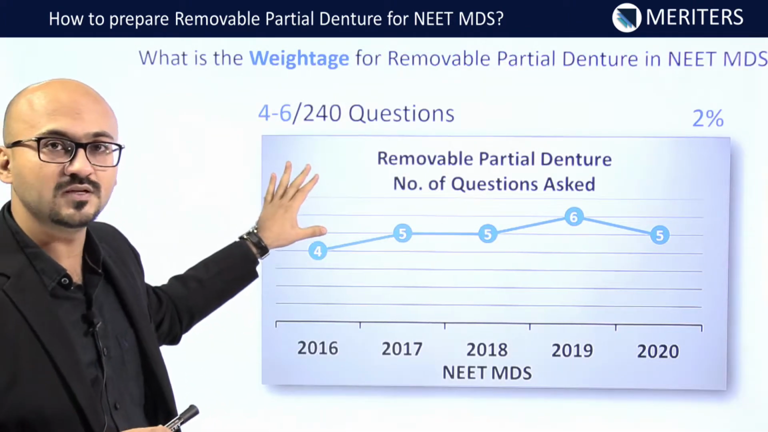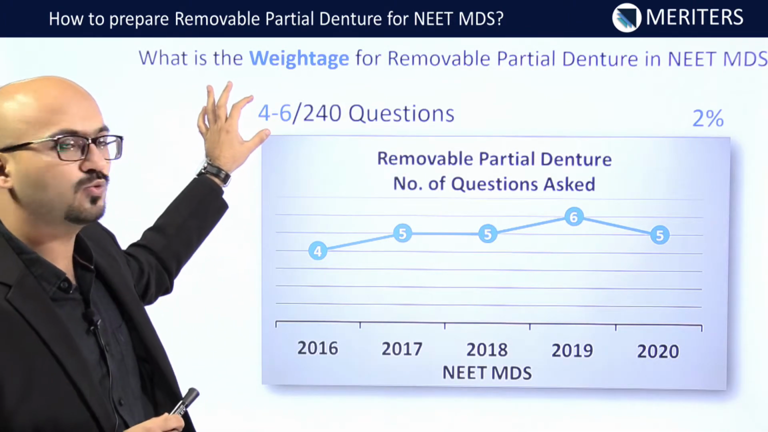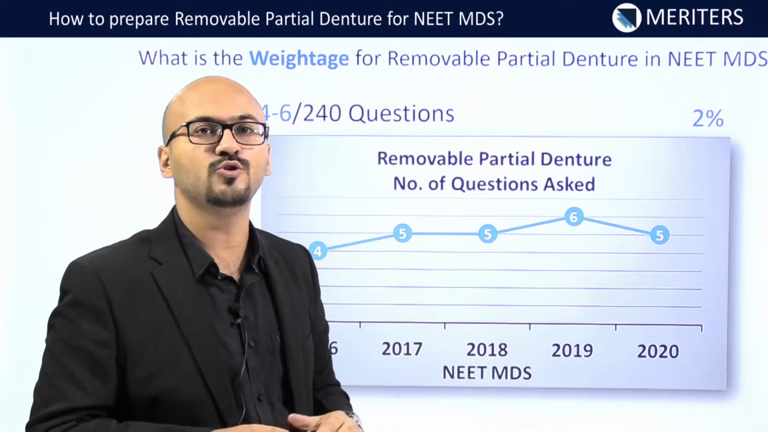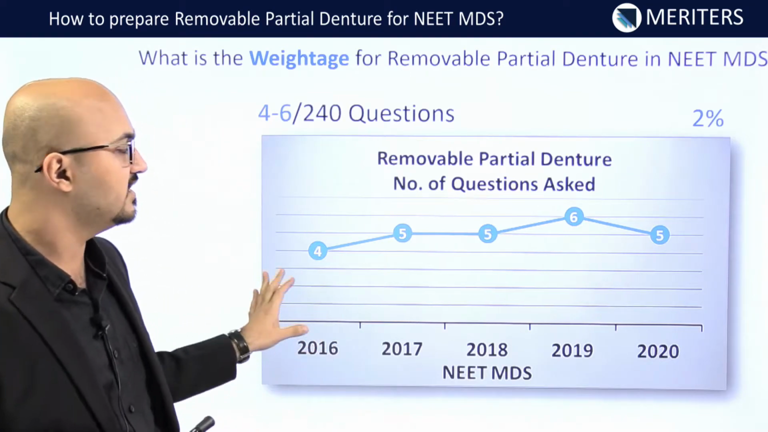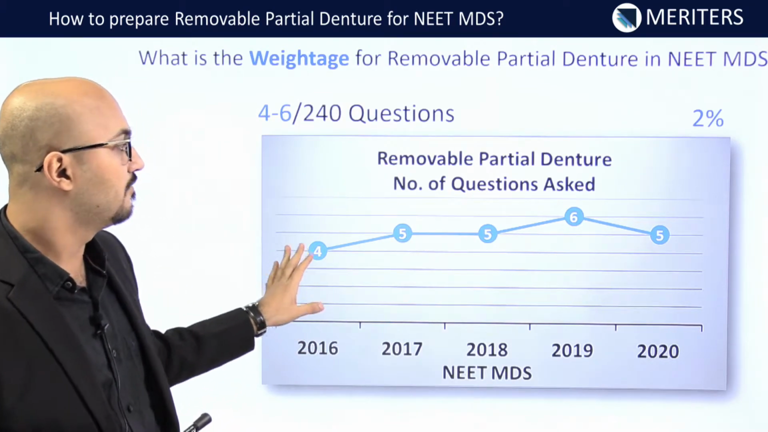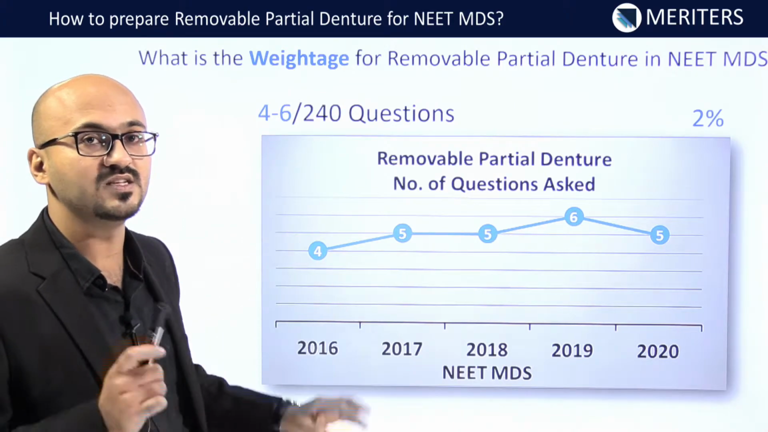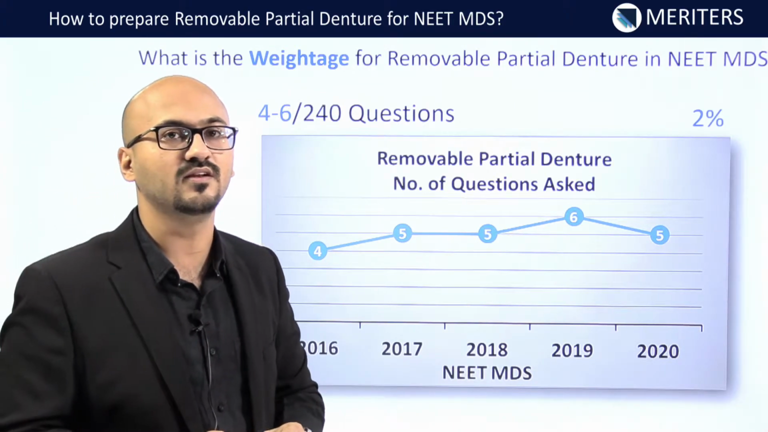The weightage of the subject in the exams is around 4 to 6 questions of the total 240, comprising roughly 2% of the total asked questions. If you see the trend of the past few exams, 4, 5, 6 questions are regularly asked in the exams, and therefore it is important that you prepare the subject thoroughly.